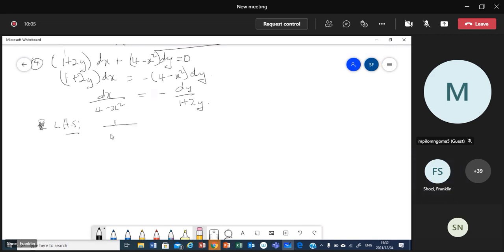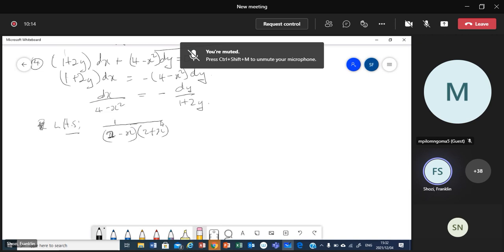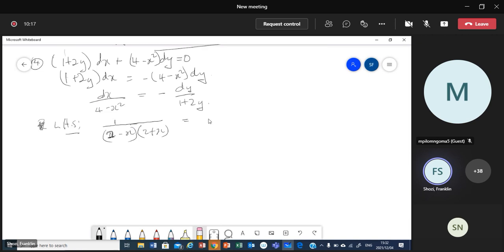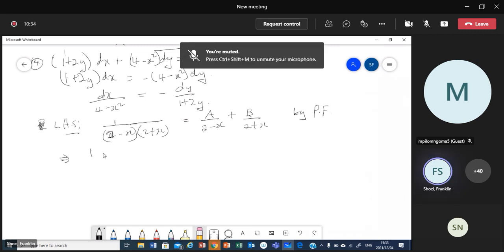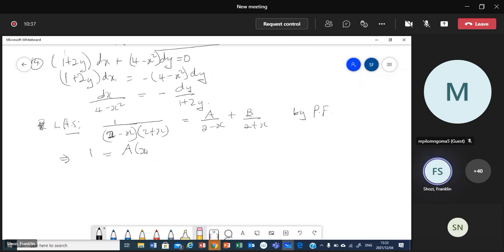So that is 1 over 2 minus x into 2 plus x, because there's a difference of two squares, of which the format is a over 2 minus x plus b over 2 plus x by partial fractions. I'm still working the left-hand side only. That becomes 1 is equal to a into 2 plus x plus b into 2 minus x.